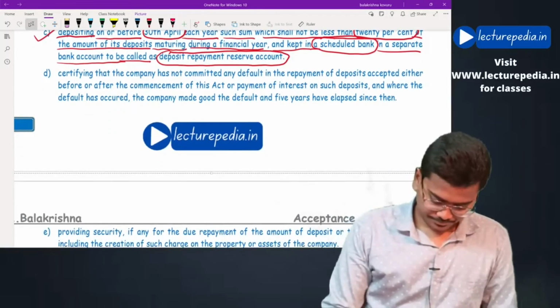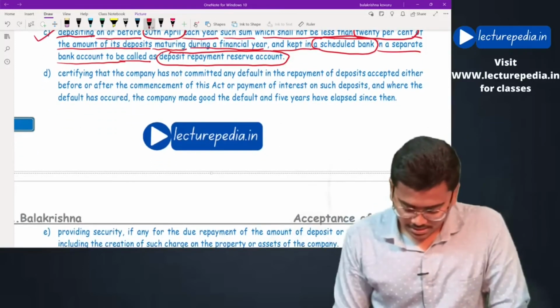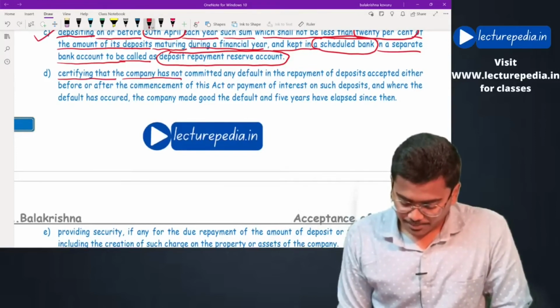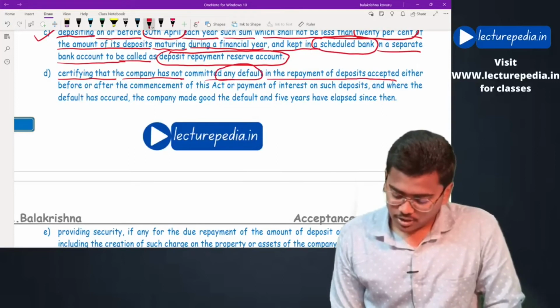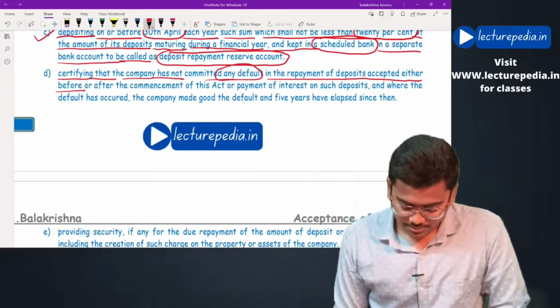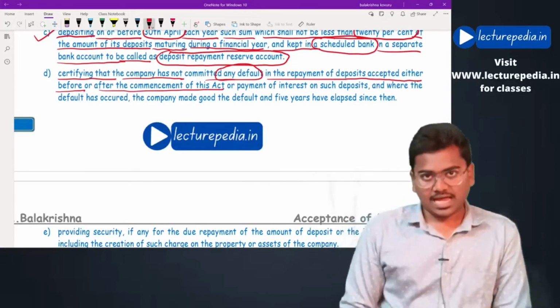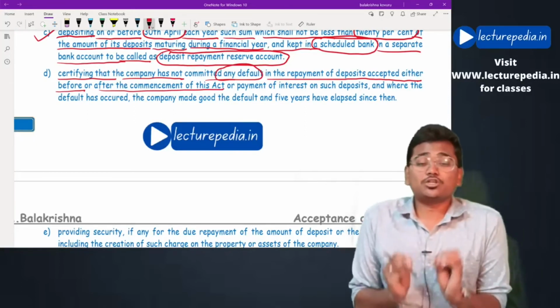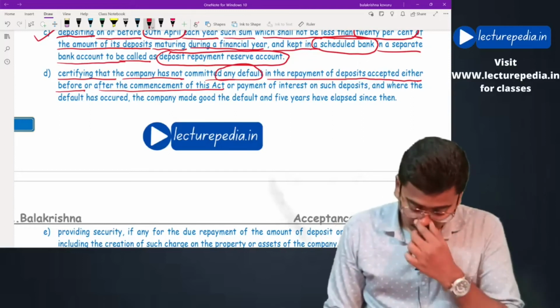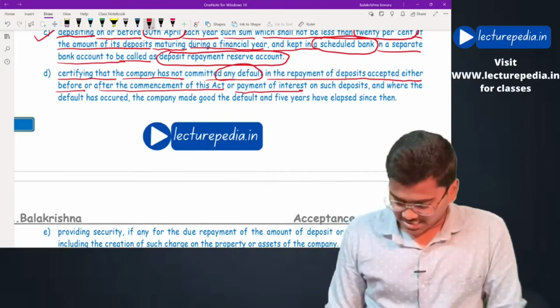Next, certifying that the company has not committed any default in the repayment of deposits accepted either before or after the commencement of the Act. That means there should not be any subsisting default. The company should not have defaulted in payment of interest on such deposits.